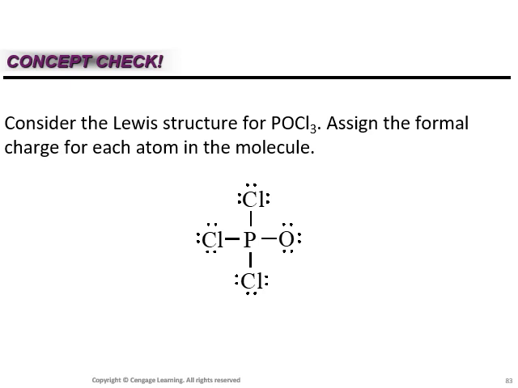The O would be negative 1. And the Cls would all be 0. What do you get when you add the plus 1 for the P to the negative 1 for the O? You get 0. And you notice there's no charge on this molecule, so we should get 0 when we add everything together. Next slide.